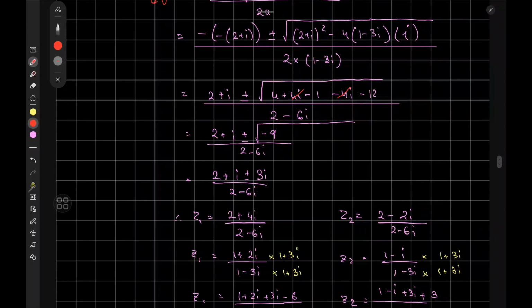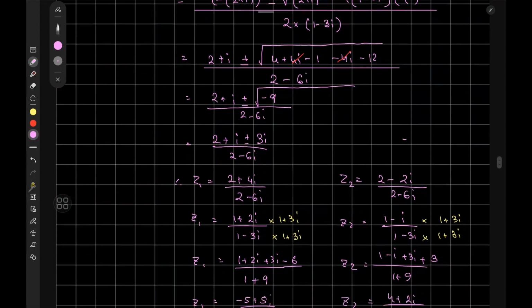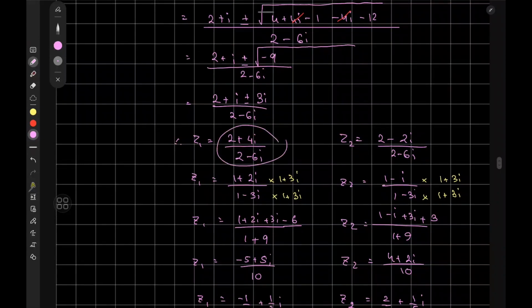After everything gets cancelled out, you're going to see the root of minus 9. Now minus 9, if you try to solve this, is going to be 9 times minus 1. Now you can write 3 times root of minus 1, which is 3i. So I have directly plugged in 3i. Now if you've come across this expression, what do you need to do? You need to write one expression as 2 plus 4i, the other as 2 minus 2i.